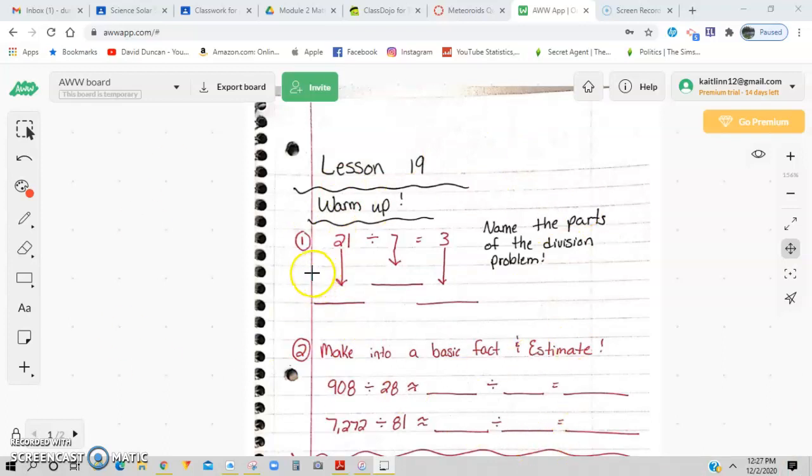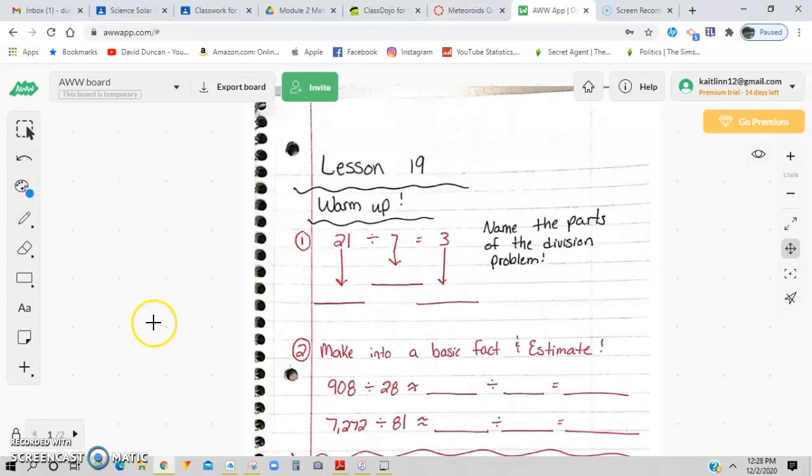All right, what you need to do for our warm-up is, the first problem, I want you to name the parts of the division problem. So I have 21 divided by 7 equals 3. What is the first number in a division problem called? The second number? And the answer? I'm going to have you write that down. And then for number 2, I'm going to have you do kind of a repeat of what we've been doing in lessons 18 and 17. And that's make these division problems into a basic fact, and then you're going to estimate them. So I'm going to have you pause the video. When you are done and ready for me to go over the answers, you're going to unpause it. All right, go ahead and pause and work on these warm-up problems now.